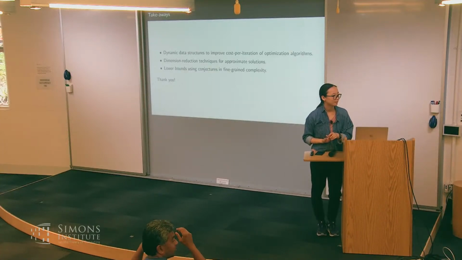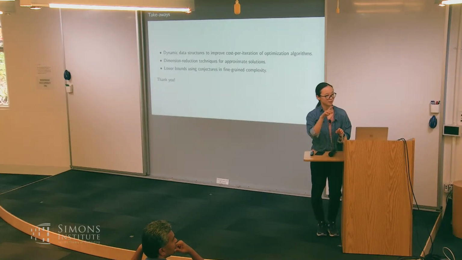Okay, so two questions. So first of all, is there any chance to improve the exponent on D in the online least squares regression, like from D cubed to maybe D to the omega or something like that? We don't have any explicit lower bound, but I think it would be hard because my intuition is this D cubed fits with the OMv.